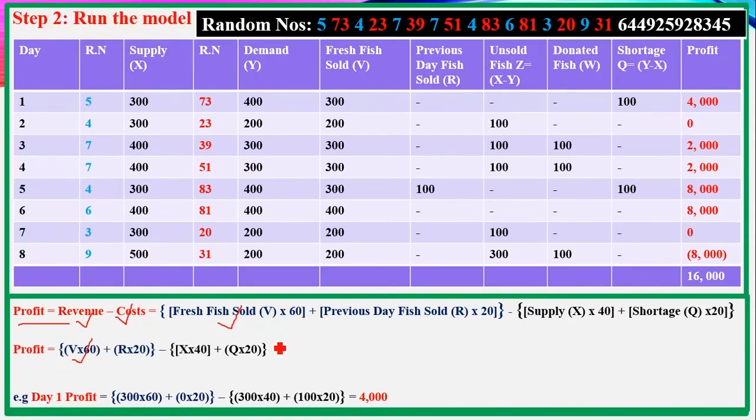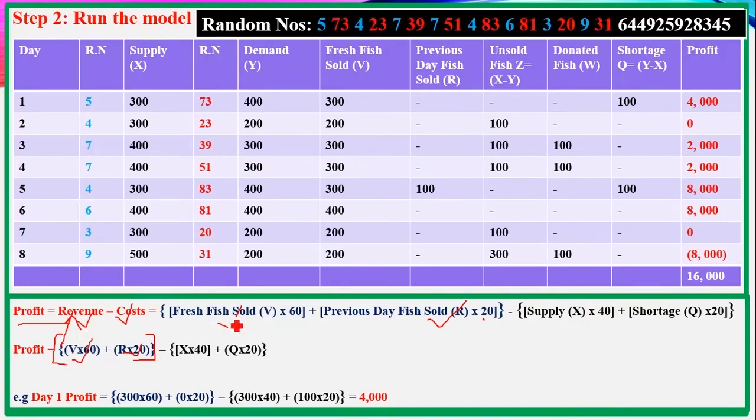That's why I have V multiplied by 60. Another source of revenue is when a fish is sold that belongs to the previous day. Fish remains the previous day, it is sold the next day. And when they are sold the next day, they are sold at 20 shillings. So I'm calling these R. So R by 20, we have it here. So this is what is going to make up the revenue.